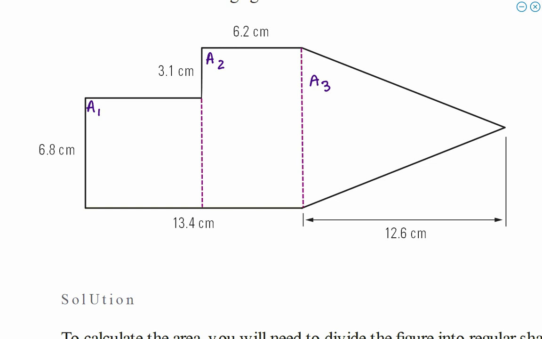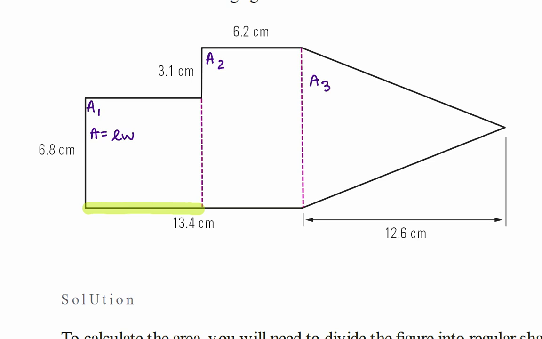So area 1. Do I have all the information that I need for that? What's my formula? Base times height, sure, we can go with that, or length times width. Actually, because your formula sheet says length times width, I'm going to go with length times width on that. Do I have a length? What is my length? You think it's the 13.4 minus 6.2, and you are absolutely correct with that.